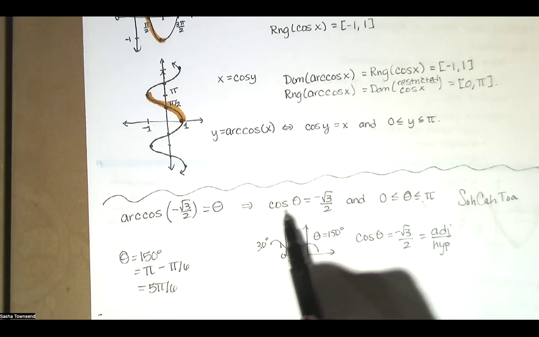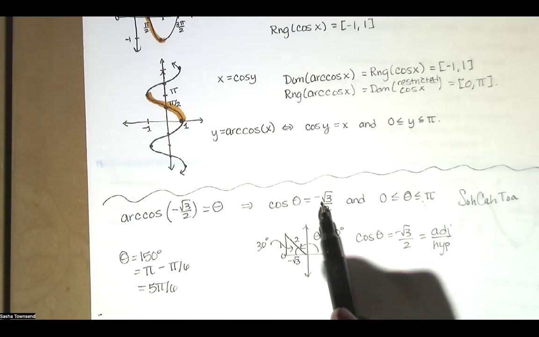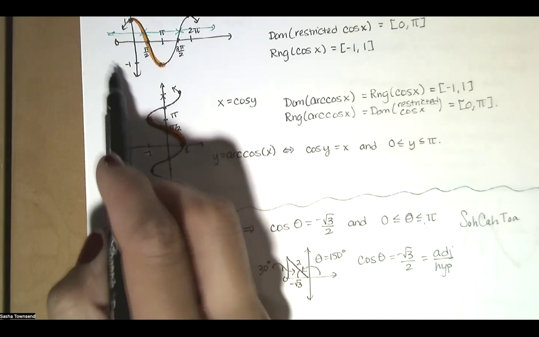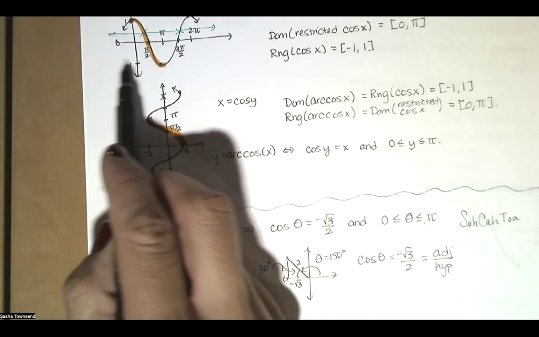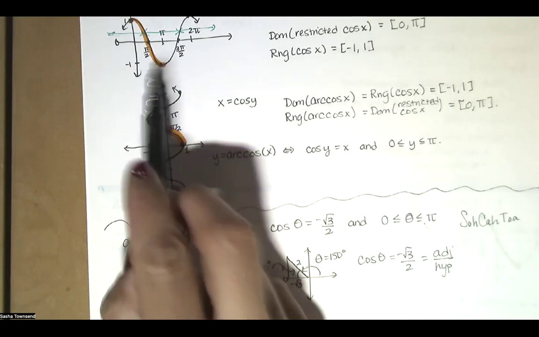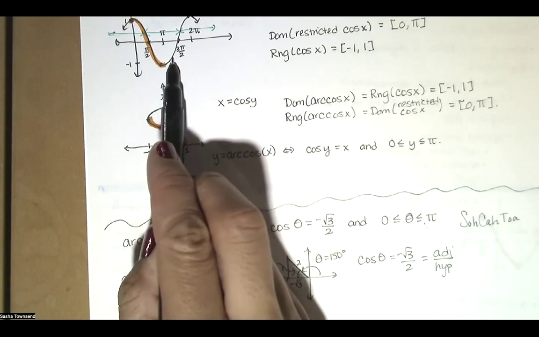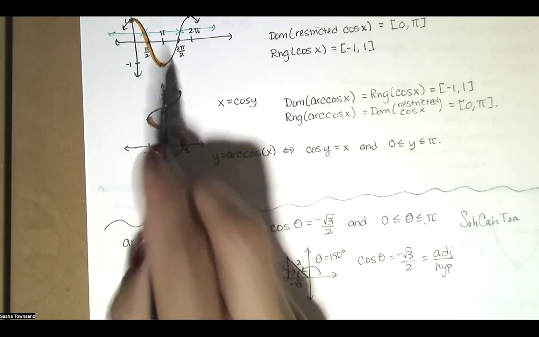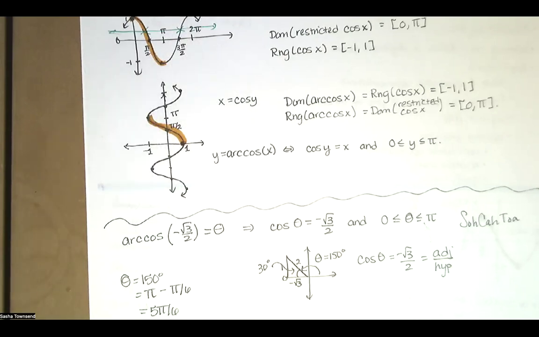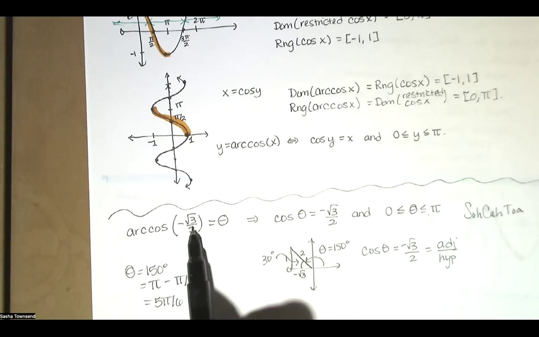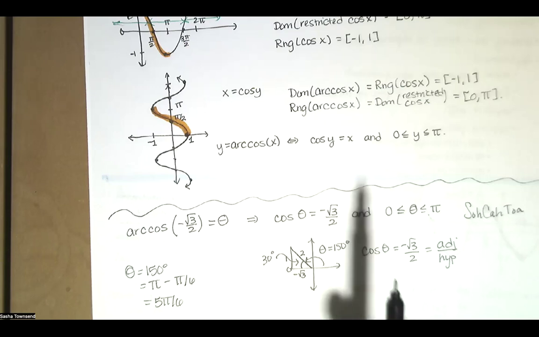Now, if somebody just asked me, what are the solutions of cosine of theta equals negative square root of 3 divided by 2? There would be infinitely many solutions. I would graph y equals negative square root of 3 divided by 2. I would find 2 solutions, one in quadrant 2 and one in quadrant 3. And then I would add 2 pi n to those where n is an integer. We'd have infinitely many. But remember, arc cosine only gives you one answer because it's a function.